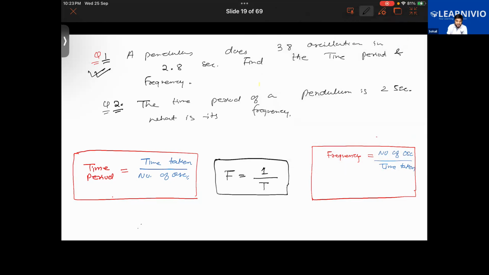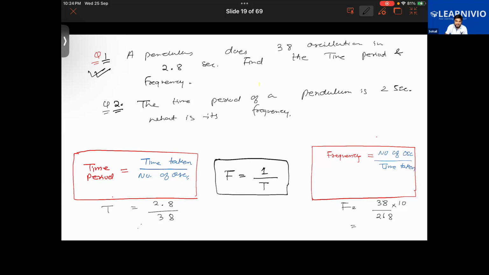For question number one, the pendulum does 38 oscillations in 2.8 seconds. What you have to do is find the time period. The total time taken here is 2.8, and the number of oscillations is 38. That's how you calculate the frequency: divide the number of oscillations by the time taken. It's 38 and the time taken is 2.8. What do we do when we have to simplify a fraction in which one of the values is a decimal? Remove the decimal. In the numerator, it will be multiplied with 10.